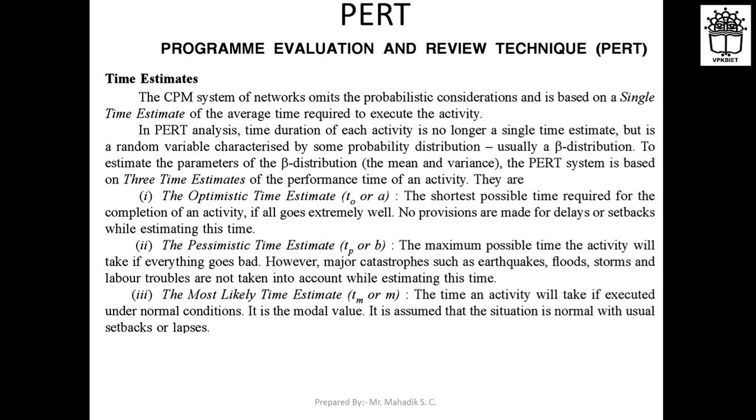Let us see what the optimistic time estimate is. It is the shortest possible time required for completion of an activity, if all goes extremely well. No provisions are made for delays or setbacks while estimating this time. That is your optimistic time. It is represented as TO, and it is termed value A, right?